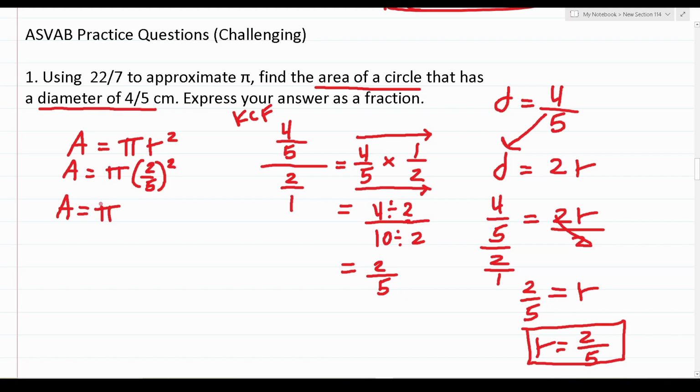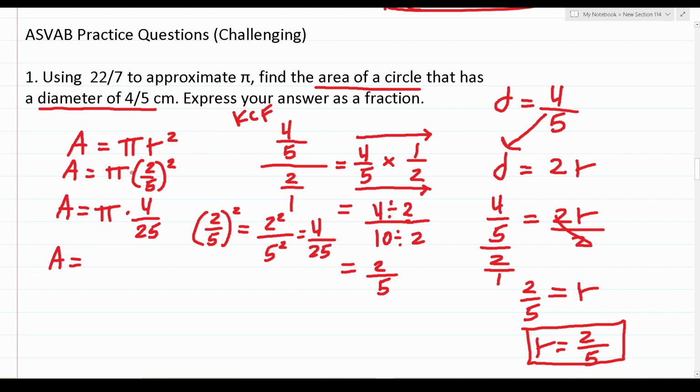2/5 squared. How are we going to deal with that? Well, whenever you have a fraction squared like this, it becomes this. We have 2/5 squared. This square is going to be applied to each of these separately. So I like to think about this one like this: 2 squared over 5 squared. 2 squared is 4. 5 squared is 25. So this becomes pi times 4 over 25.